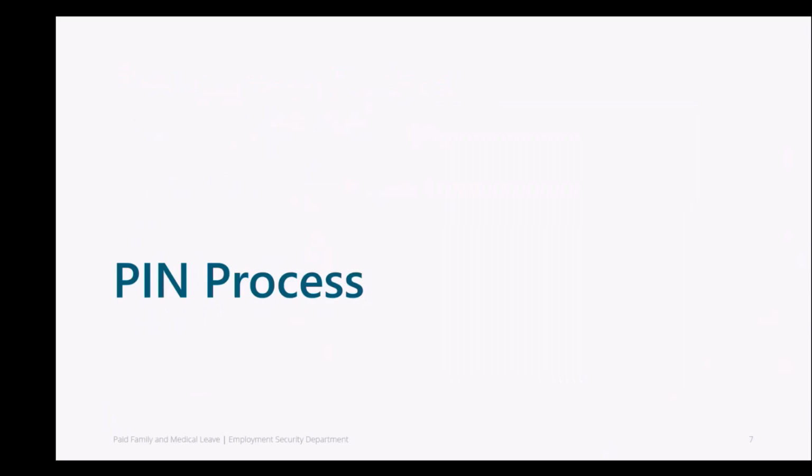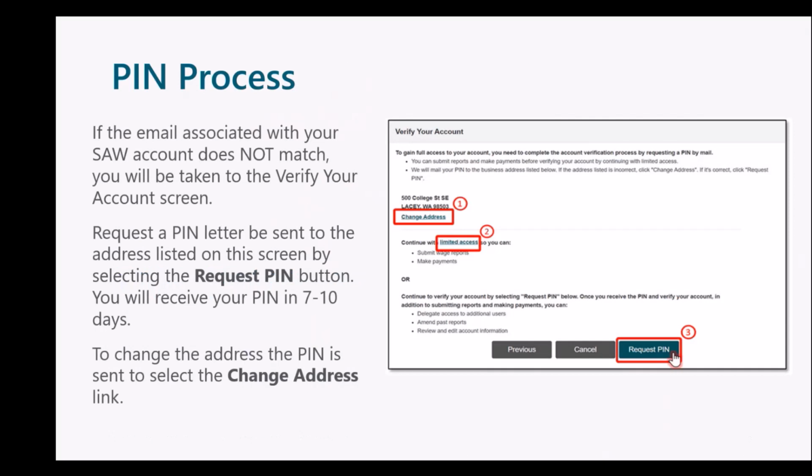PIN process. When the email associated with the employer account does not match what is known at the Department of Revenue, you will be taken to the Verify Your Account screen. On the Verify Your Account screen, you will be able to request a PIN. After requesting, you will receive a letter within 7 to 10 days providing the PIN information. If you need to change the address prior to requesting a PIN, select the Change Address link.